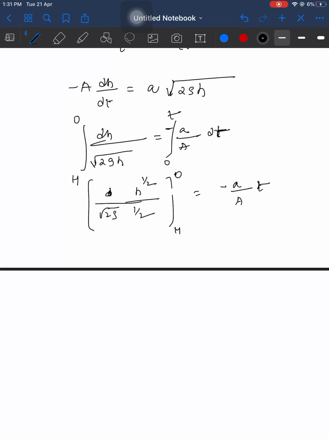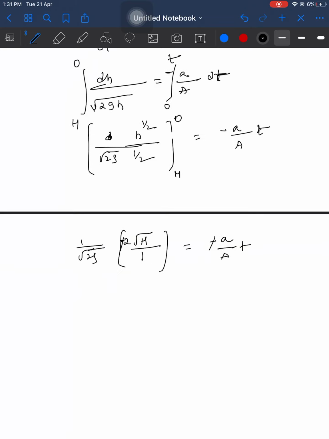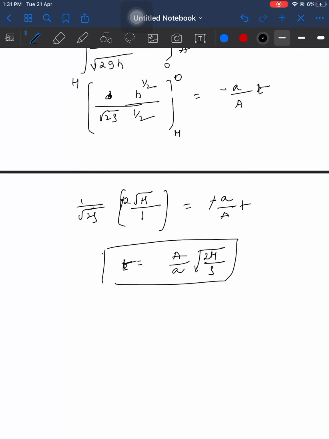Substitute the limits. 1 by root 2g comes out of the integration, and 2 root h will be there. It is equal to minus upper limit minus lower limit, so the minus minus gets cancelled: a by capital A into t. So t is equal to capital A by small a into square root of 2h by g. This is the time after which the tank will be completely emptied.